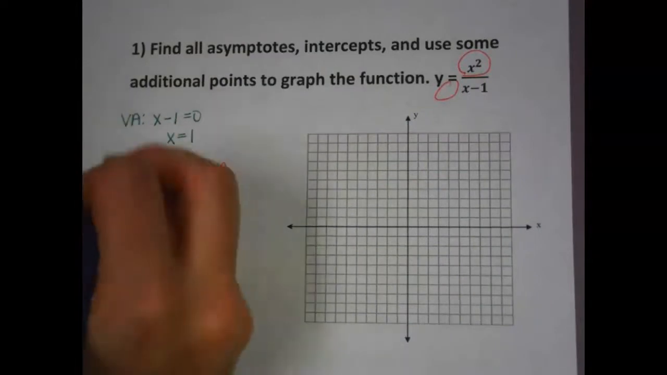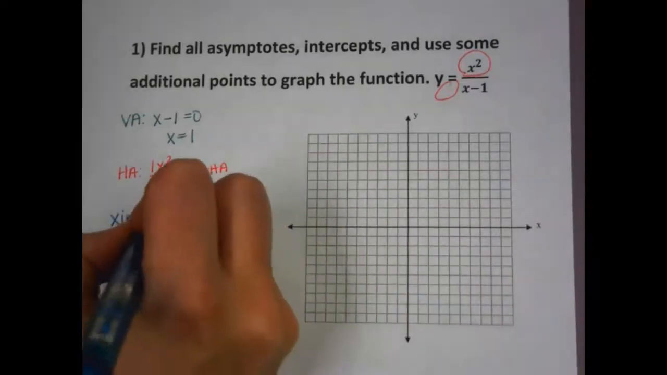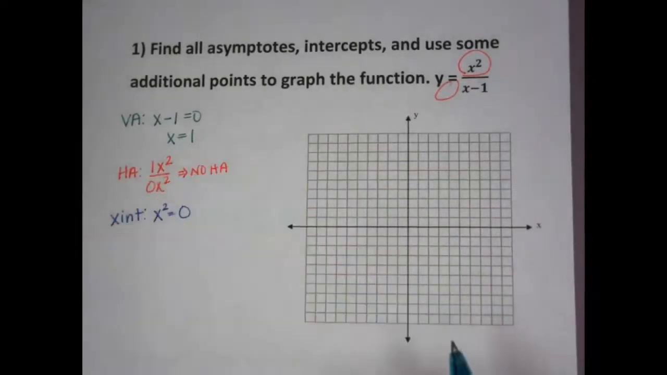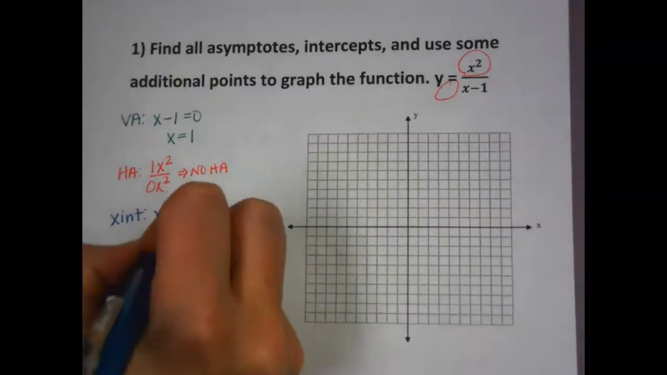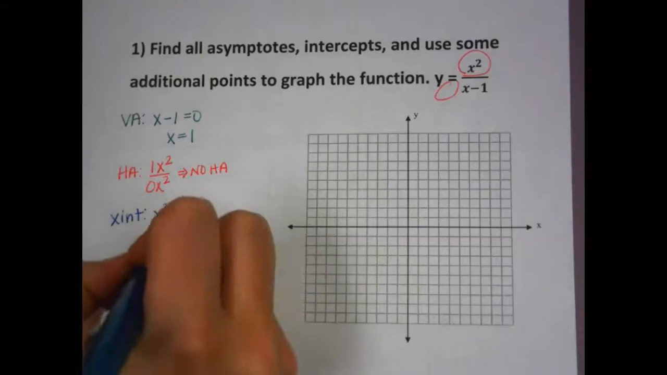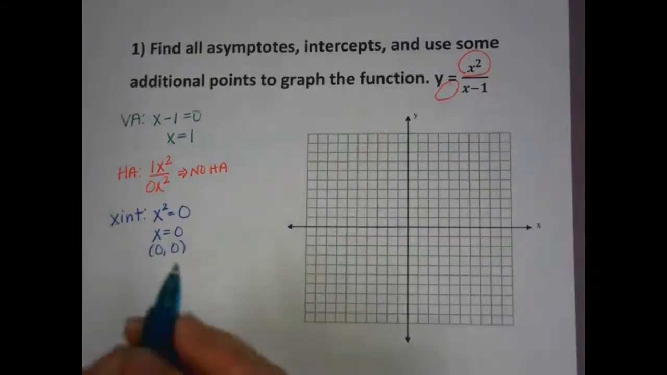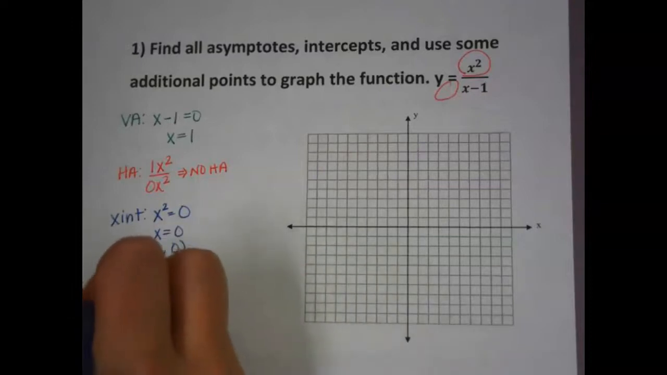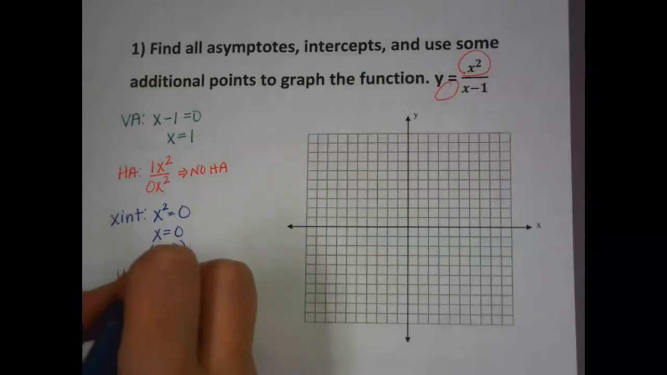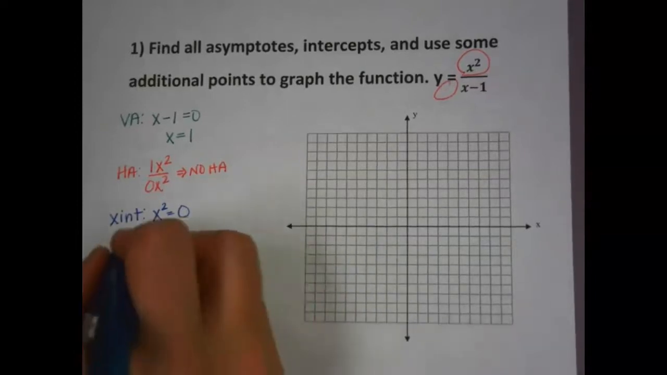But we're going to find our x-intercept first. So x-intercept is when you take your numerator and set it equal to 0. x squared equals 0. Take the square root, well, that just gives us x equals 0. So our x-intercept is 0, 0. And as we've talked about before, if you ever get the origin as your x-intercept, that means that it is also your y-intercept. So we don't have to solve for that separately, because it's both.